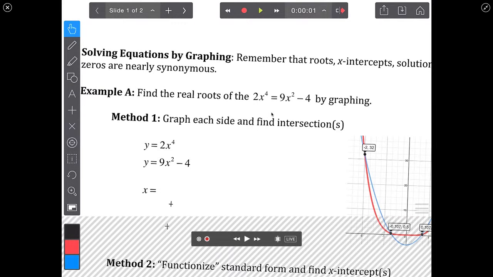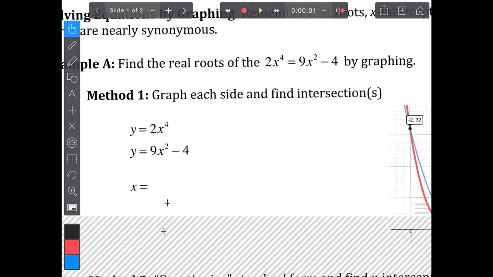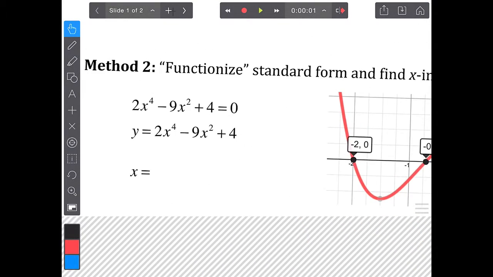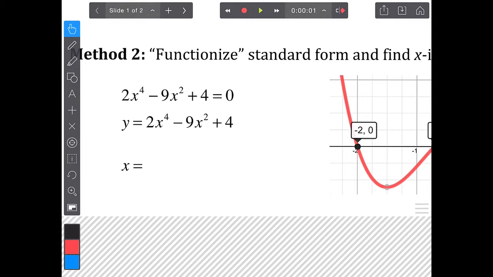All right, Algebraites, what we're going to do in this video is find the real roots of this equation by graphing. One method is to graph each side, but we're actually going to functionize by placing this in standard form. What do I mean by that? Well, once I put it in standard form, I have 2x^4 - 9x^2 + 4 = 0. Functionize just means turn this into a y, and now I can graph this function right here.